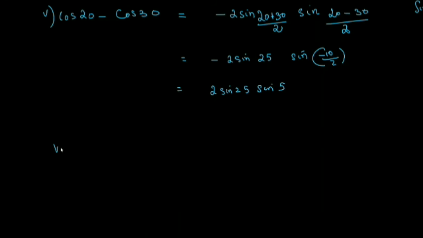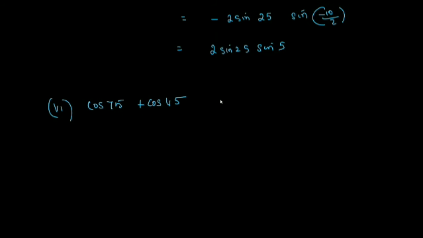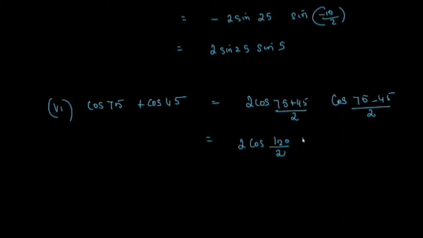Cos 75 plus cos 45. What is cos plus cos? 2 cos cos. So add the angles, divide by 2: 75 plus 45 by 2, 75 minus 45 by 2. So it is equal to 2 cos. So what is this equal to? 120 by 2, and 30 by 2. So it is equal to 2 cos 60 cos 15.